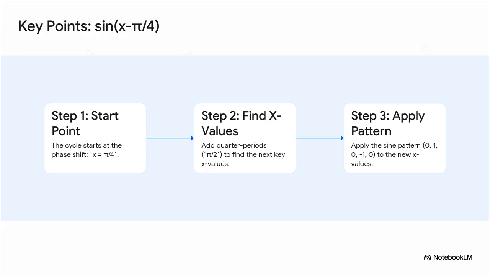Step 2, we need to find our other key points. All we do is keep adding the quarter period, which is pi over 2 for a basic sine wave, to that new starting point. And finally, step 3, we just apply that classic sine wave rhythm, 0, then max, then 0, then min, then back to 0, to our new shifted x values. And there you have it. It's the same exact sine wave, just slid over a bit.